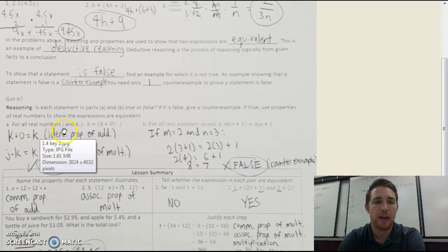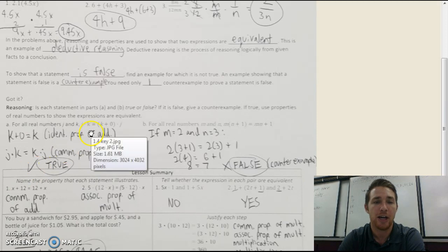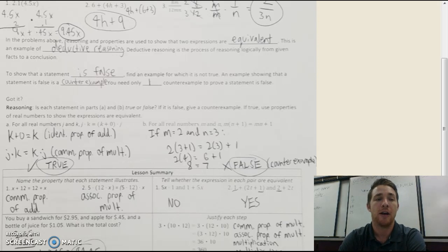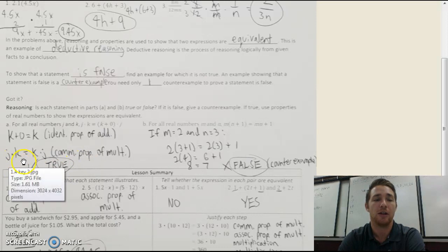First one, we have to say if we have j and k, is j times k equal to k plus 0 times j? And what I did was I looked at that k plus 0 part, and we know from the identity property of addition that k plus 0 is the same thing as k, because adding nothing doesn't change it. And also, if I just replace that, so k plus 0 is now just k, on the right-hand side, it's just k times j. And we also know from the commutative property of multiplication that changing the order of multiplication doesn't matter. So j times k, k times j, same thing. That statement's true. We just proved it with those two properties.